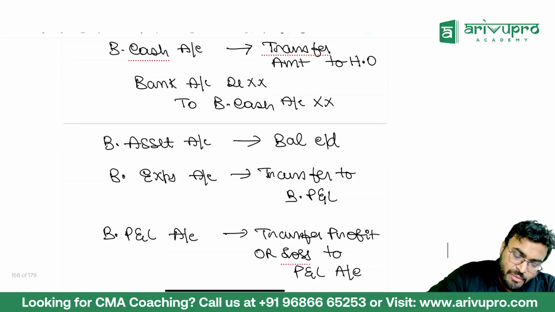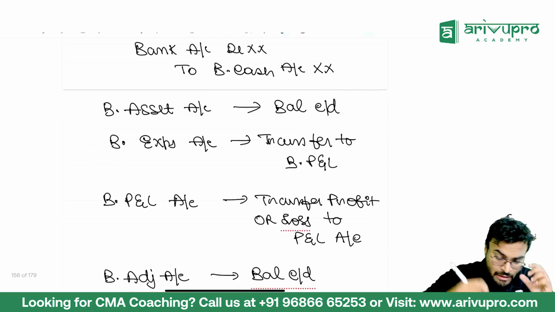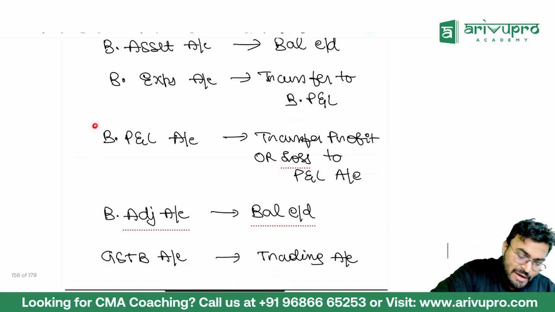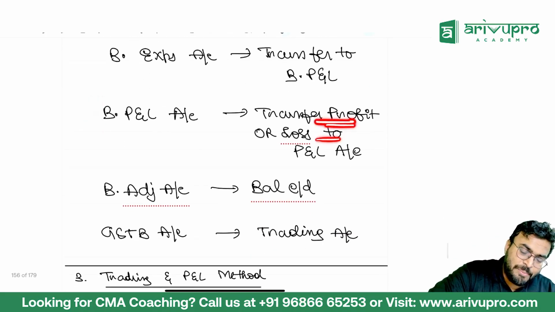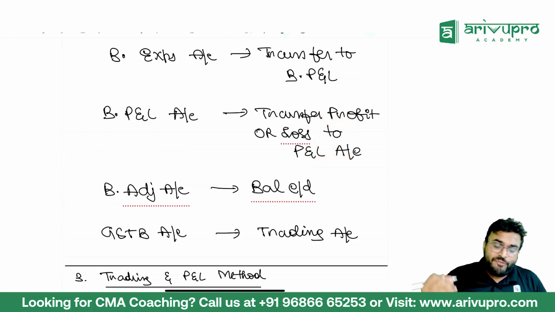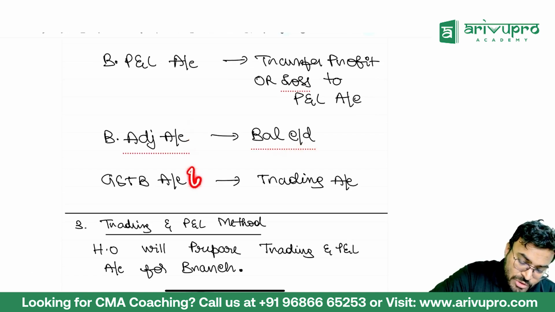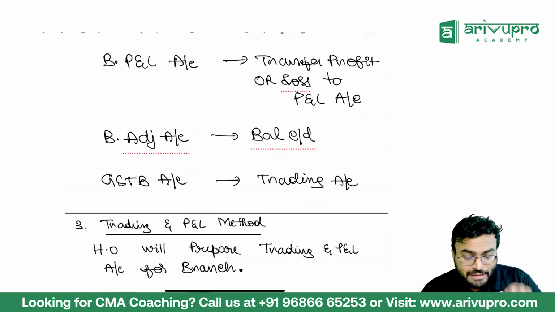Branch asset account, balance carried down. Branch expenses account, expense should be transferred to P&L. You transfer it to branch P&L, and in branch P&L, transfer the profit or loss to the P&L, which means head office P&L. Branch adjustment account, you will have balance carried down. Goods sent to branch will be transferred to trading account.